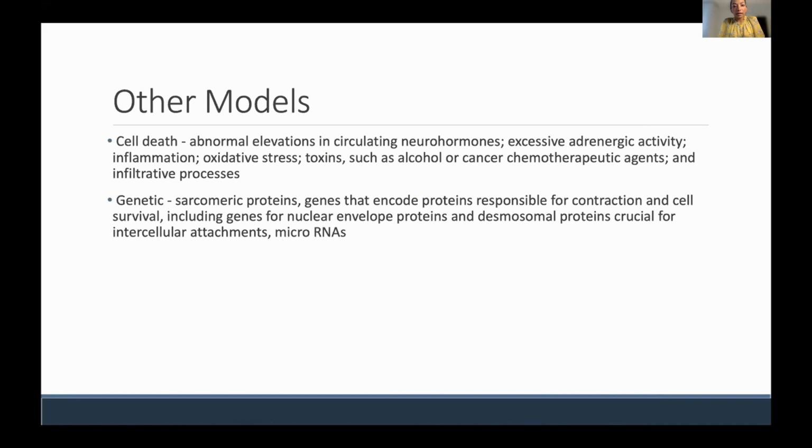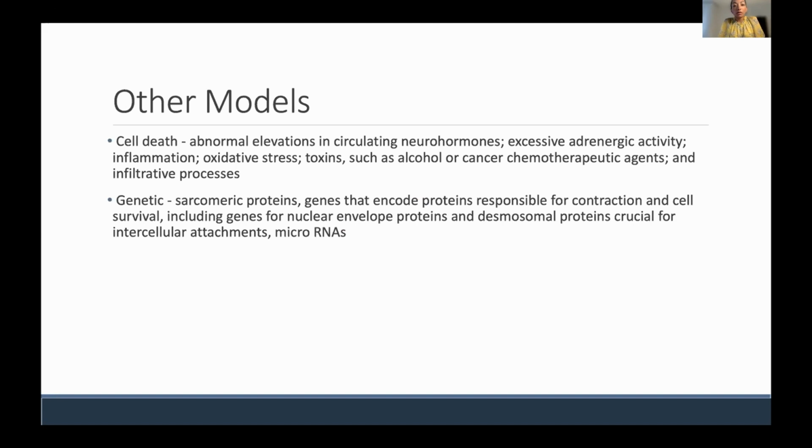Other models that are important in the development of dilated cardiomyopathy is the cell death model, which is as a result of abnormal elevations in circulating neurohormones, excessive adrenergic activity, like we talked about earlier, as well as direct cell death from inflammation, oxidative stress, and toxins like alcohol, cancer, chemotherapeutic agents, and infiltrative processes.